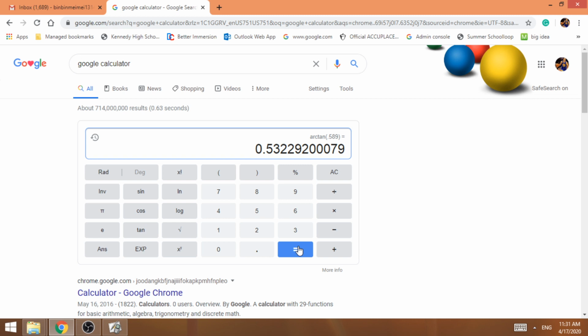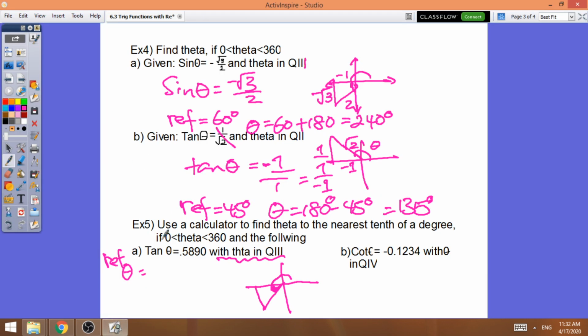So the one that is given here is in radians, so I want to convert that to degrees. Okay, so let's try that one more time. Convert that to degrees. So inverse tangent of 0.589. So that one is about 30.498. So let's just round it to one decimal place. So 30.5. Again, this one will just give you the reference angle.